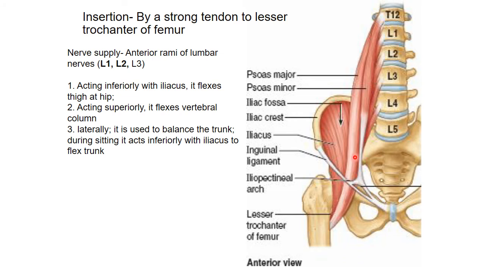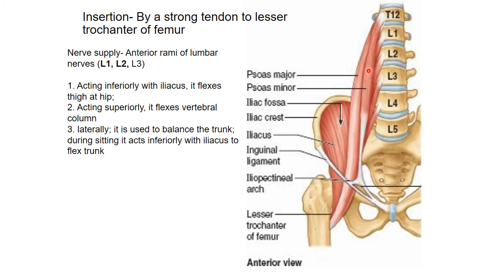When they are acting superiorly, that means the lower attachment is fixed and the muscle is moving from the upper part, then it causes flexion of the vertebral column. When the lower attachment is fixed, then it causes flexion of the vertebral column. Laterally, when only one side of the muscle is acting, it is used to balance the trunk. During sitting, it acts from the inferior aspect with the iliacus and causes flexion of the trunk.